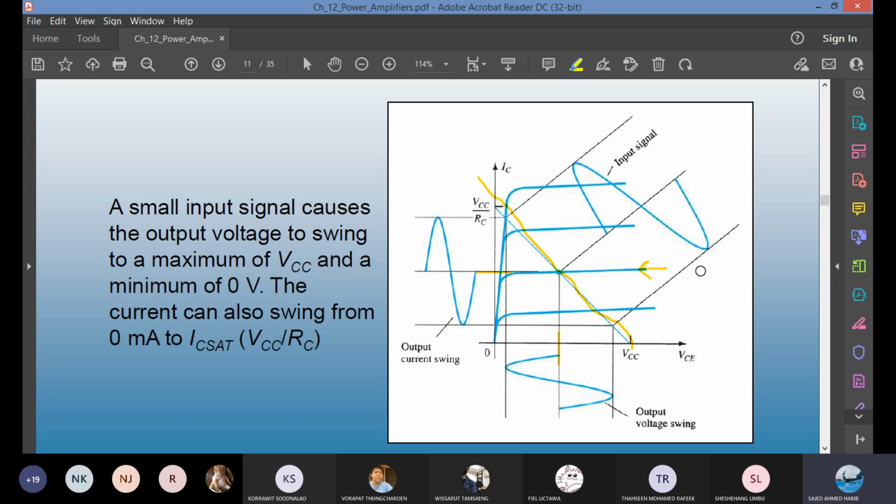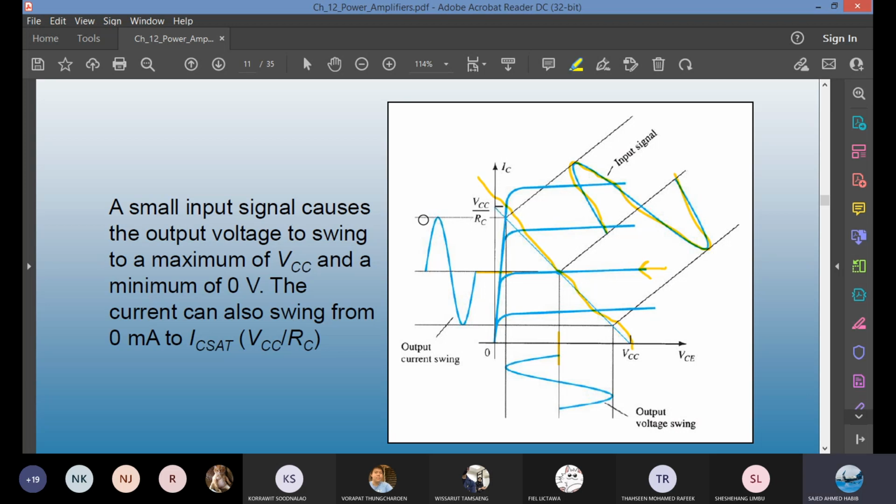But when you provide an input signal, the input signal will swing. We are in the class A amplifier. So if you draw a 45-degree line from here, with the load line, you make it 90 degrees. So it's a 45-degree angle from the base current. There will be a maximum swing and there will be a minimum swing.